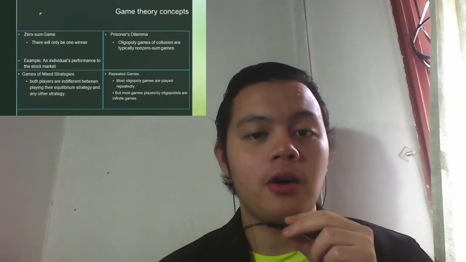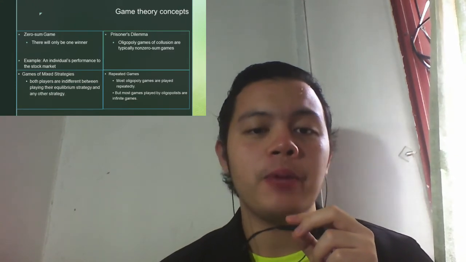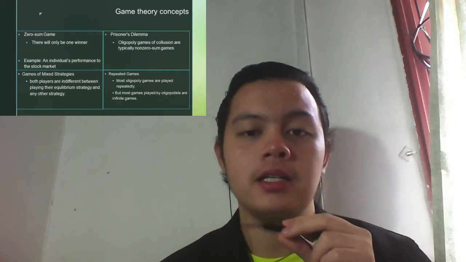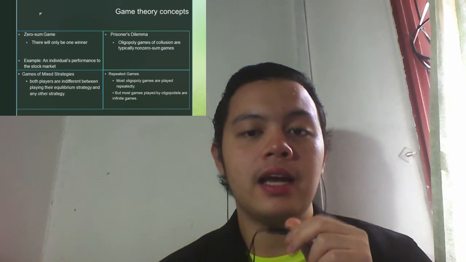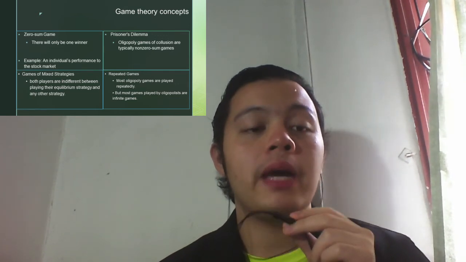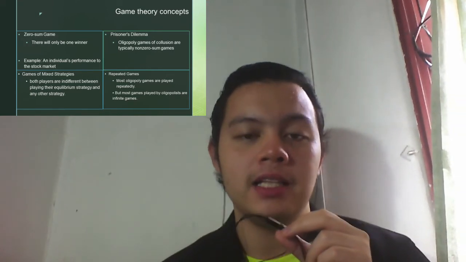Now, let's talk about some of the game theory concepts. The first is the zero-sum game, where at the end of the game there will only be one winner. An example that we can take is an individual's performance in the stock market. While to some extent it can be relevant to the zero-sum game, it can also be relevant to other forms of game theory concepts, as I will explain a bit later.